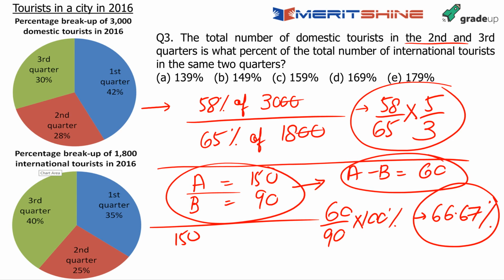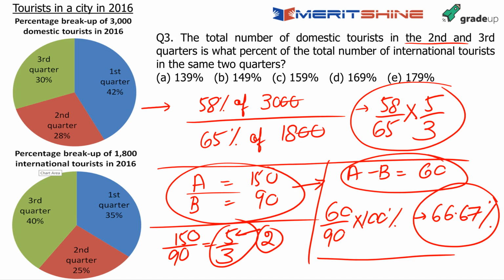The moment you get a question like this, you will do this. 150 upon 90. What is 150 upon 90? This is 5 by 3. Fine. 5 by 3, how many units is the numerator greater than the denominator? So the numerator is greater by 2 units than the denominator. What is 2 by 3? 2 by 3 is 66.67%. That's your answer. So you have eliminated the task of doing all this, and you do this in all the DI. There is no other way to do DI.